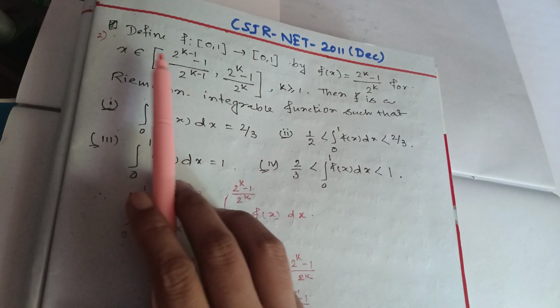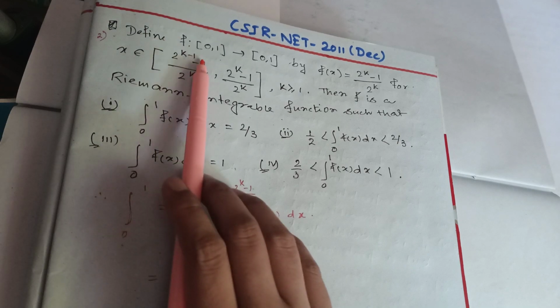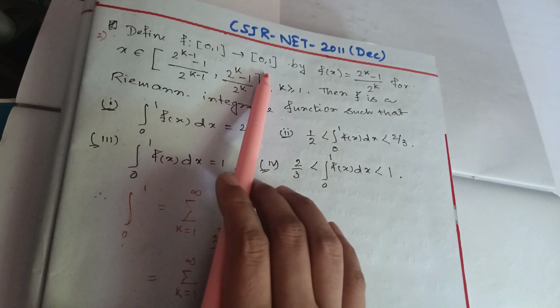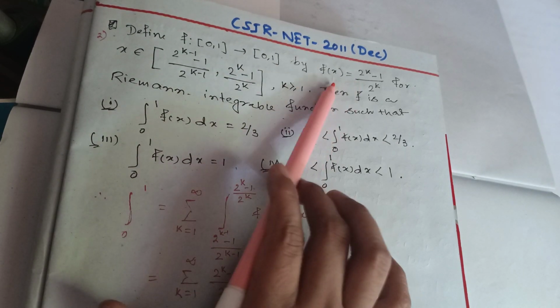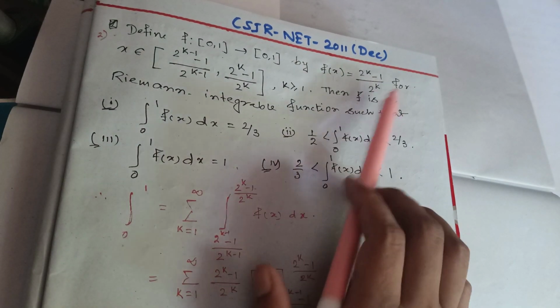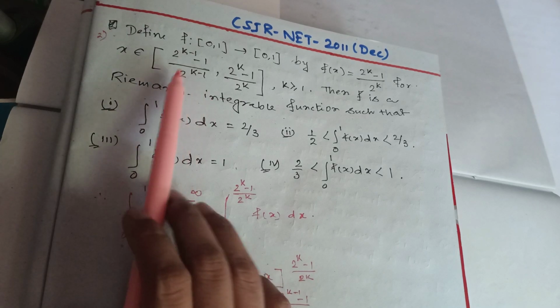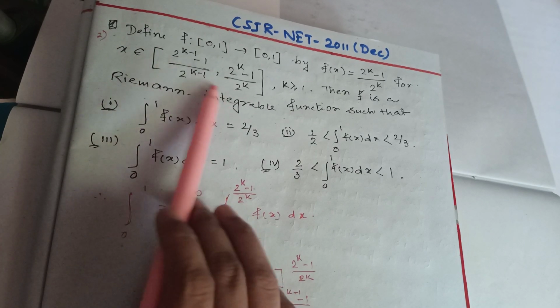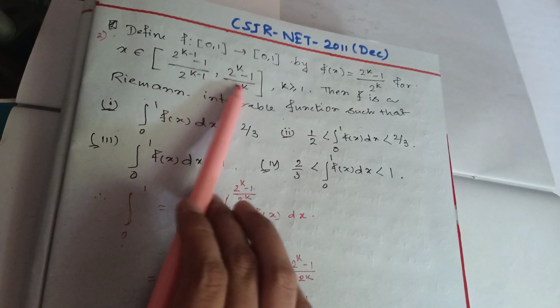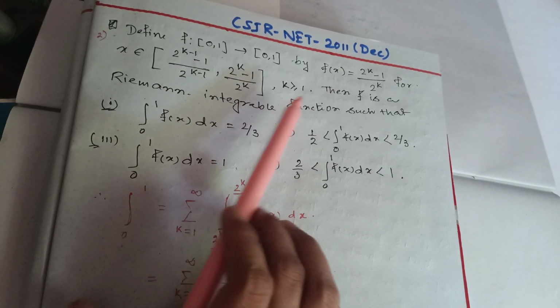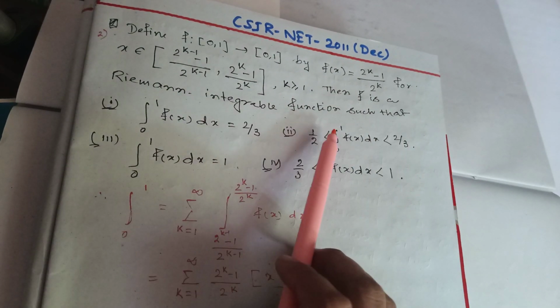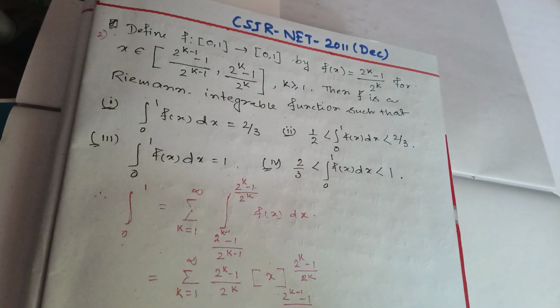The question says: define f from [0,1] to [0,1] by f(x) = (2^k - 1)/2^k for x belonging to the interval [(2^(k-1) - 1)/2^(k-1), (2^k - 1)/2^k], k greater than or equal to 1. Then f is a Riemann integrable function; which option is correct?